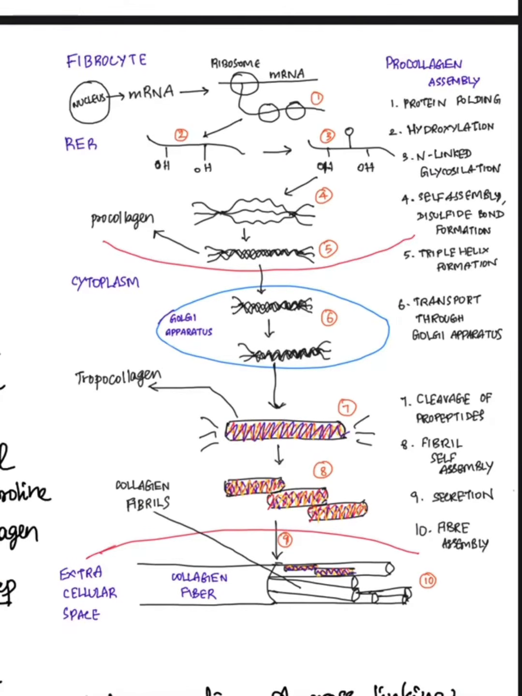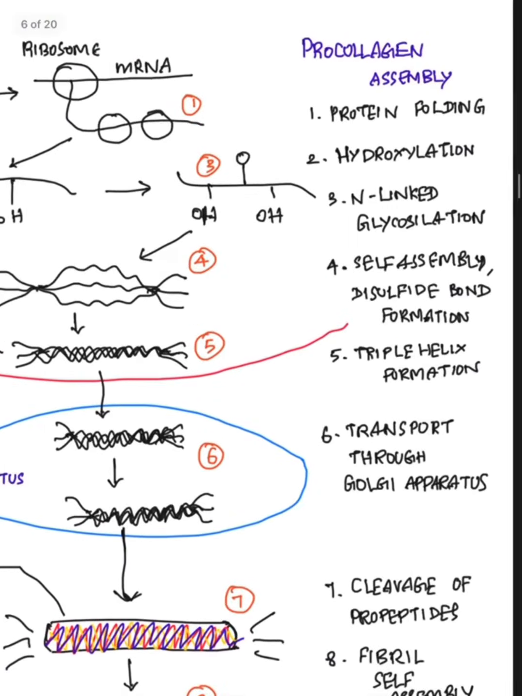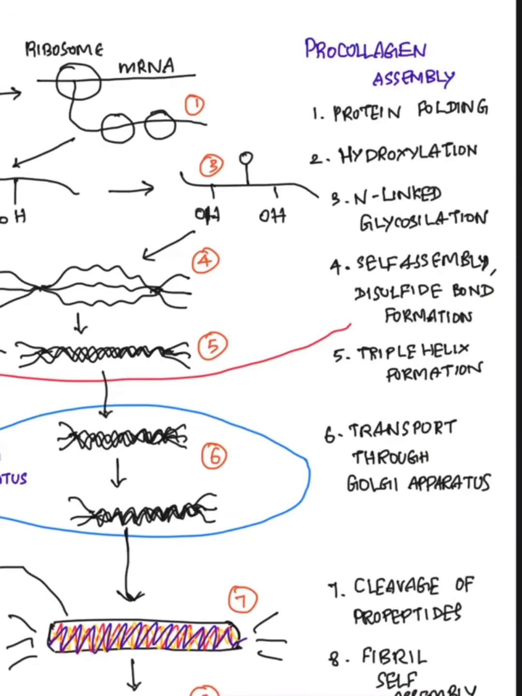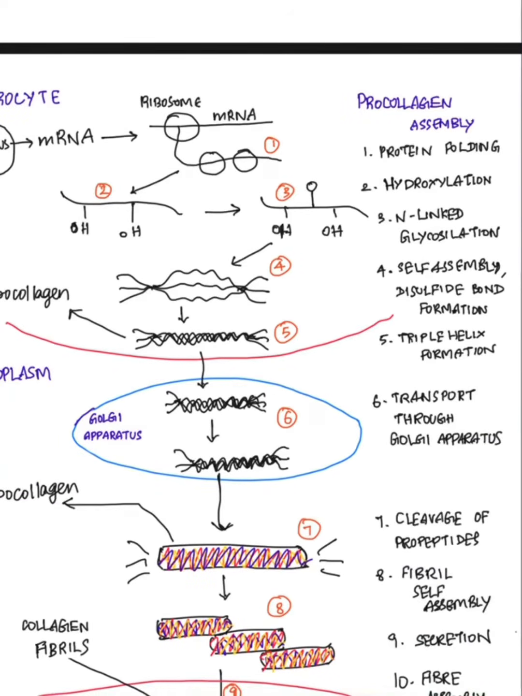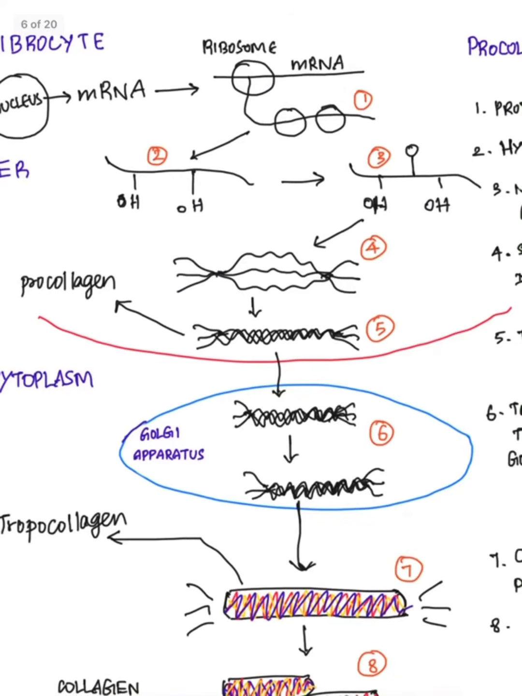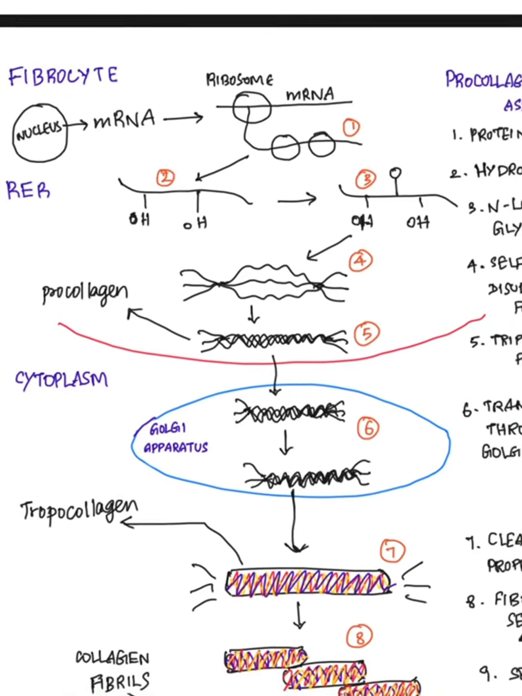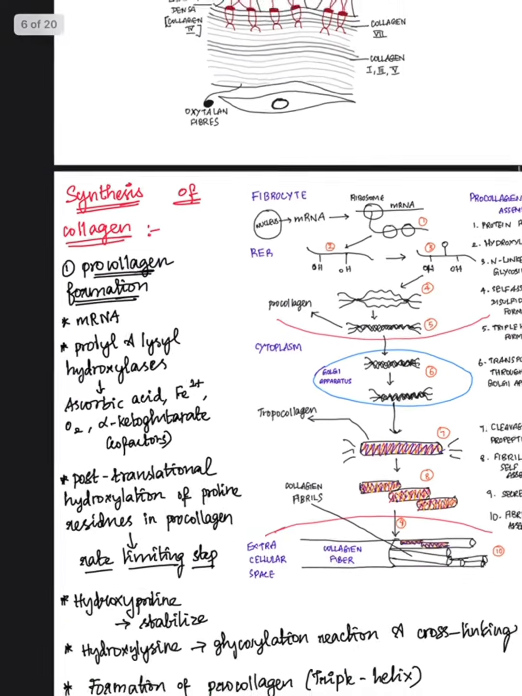First, it is initiated inside the fibrocytes, where the mRNA, that is the messenger RNA, is translated to produce procollagen. So what happens inside the rough endoplasmic reticulum? The first step is protein folding. The next is the hydroxylation step, which is assisted by prolyl and lysyl hydroxylases, and the next step is N-glycosylation, which is the third step. The fourth step is self-assembly and disulfide bond formation. And the fifth step is triple helix formation, which is called procollagen. I know it doesn't look like a triple helix. Okay, the procollagen is formed.